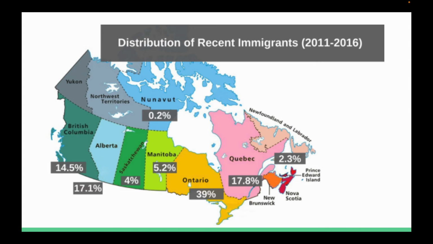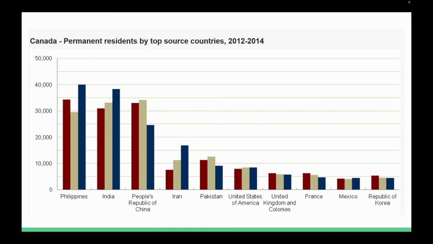So where are our immigrants coming from? Well, in sticking with this same time period, this is where our permanent residents are coming from. We can see here we've got the Philippines, India, China, Iran, Pakistan. The USA is still sending lots of immigrants to us. The UK, France, Mexico, and a number coming to us from Korea as well. This is 2012, 2013, and 2014 numbers. So you can see which countries our permanent residents are coming from.